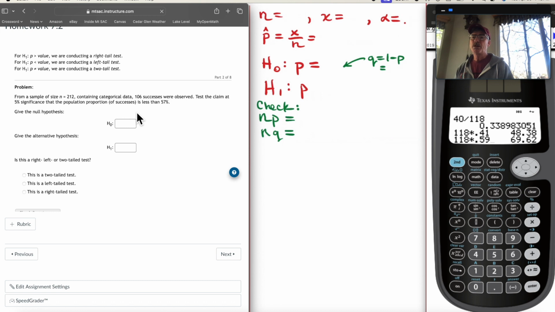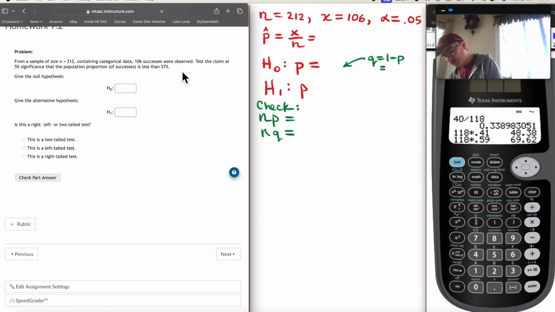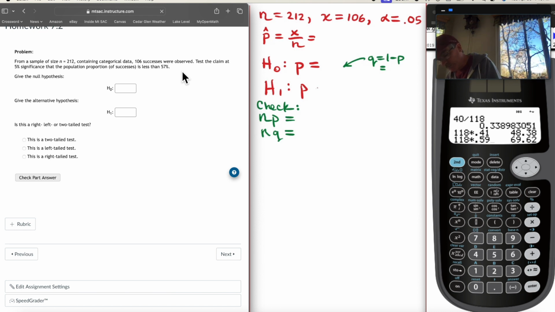So when you read this problem here, it says we got a sample size of 212. I'll just be making notes as we go. 106 successes were observed. Test the claim at 5% significance. That's our alpha, 0.05. That the population proportion of successes is less than 57%, that's an alternative hypothesis.